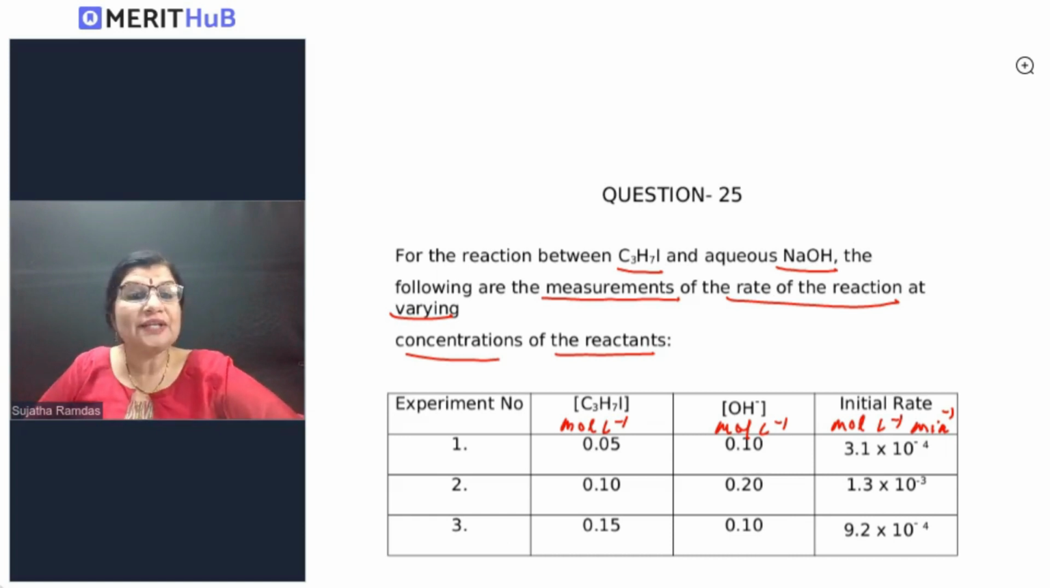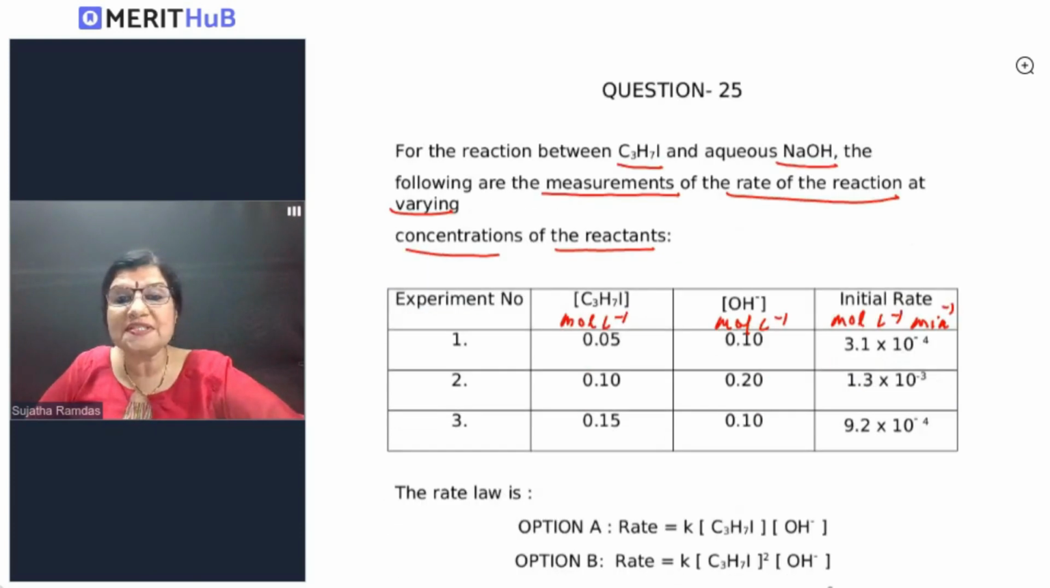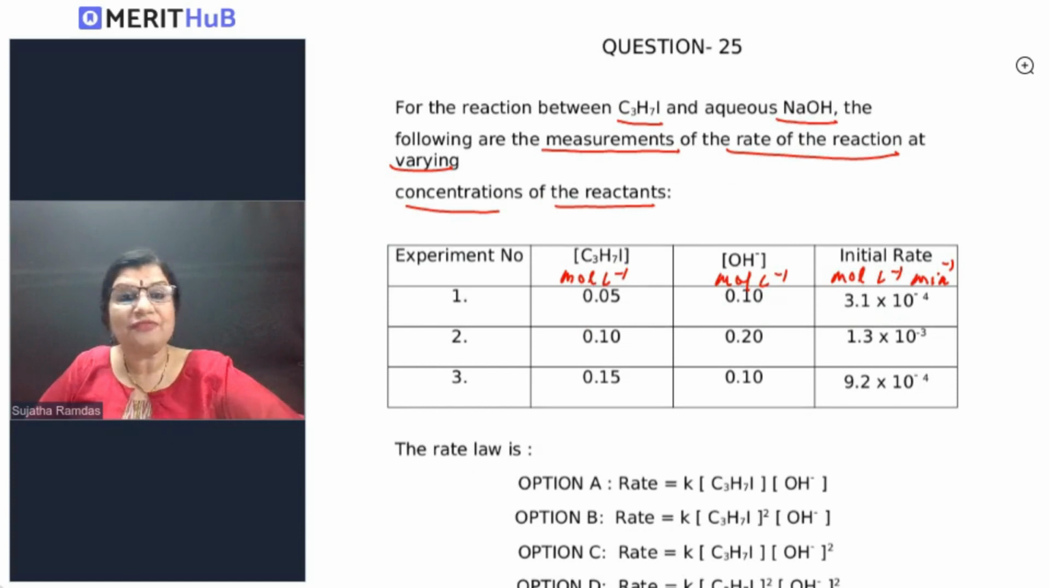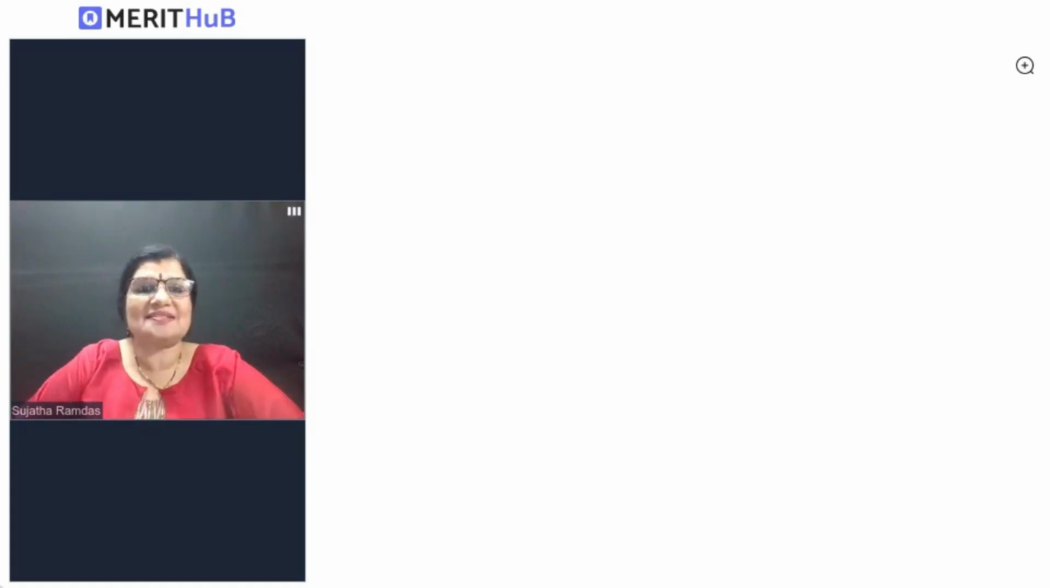You need to determine or deduce the rate law. 4 options have been listed here. We have to choose the correct option amongst these 4 options. So this type of question will be seen in section A of your exam paper. All right, so let's see how to start with the solution of these type of questions.